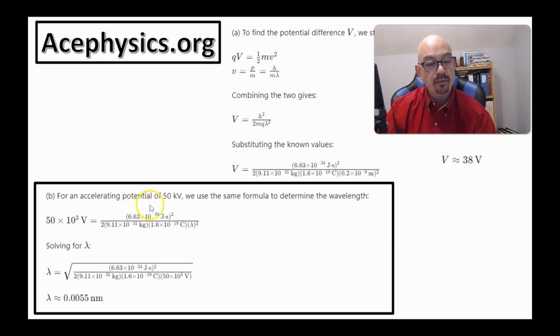For an accelerating voltage of 50 kilovolts, we're going to use the same formula, but now we're going to have to solve for lambda. So V is replaced with 50 kilovolts, h stays the same, 2, mass of the electron is the same, the charge of the electron is the same, but now we solve for lambda, and this says that lambda is equal to 0.0055 nanometers, and so in theory, that's the best resolution you can get.